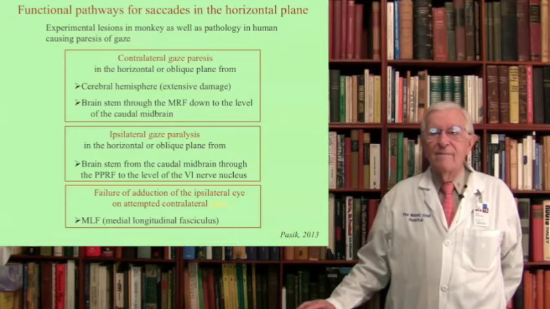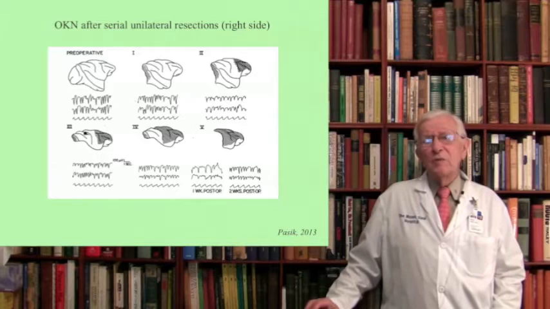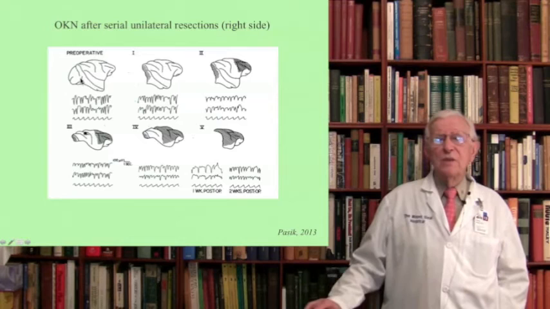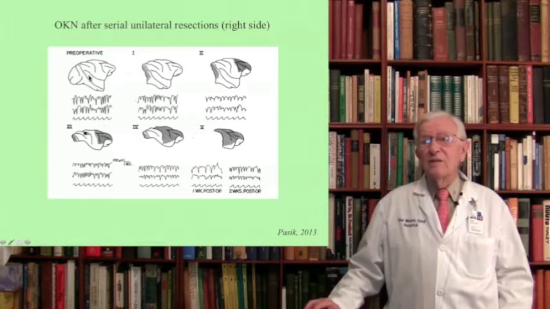Now, these are some, I think that we can skip that. This is actually serial resections of one hemisphere. As you can see, this will be in the normal, and we are recording optokinetic nystagmus, and the blips down mean movement to the left, saccades to the left, all right? So from the right hemisphere, you get a good nystagmus to the left.